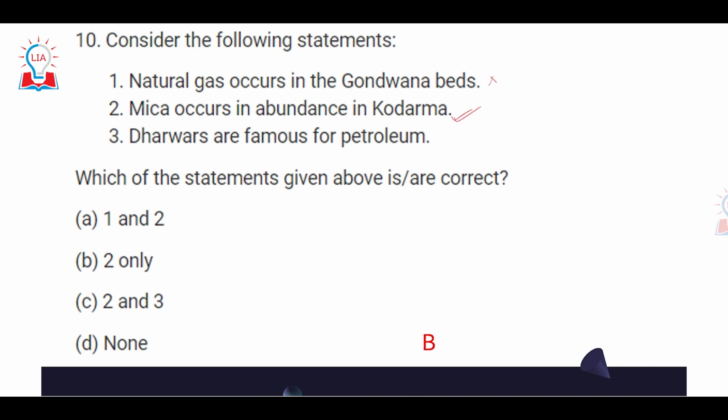And Dharwars are famous for petroleum. That is also incorrect, because Dharwar Plateau is famous for a lot of minerals except petroleum. Here you will find iron ore, bauxite, and these kinds of minerals. But petroleum is not found in Dharwar region. Petroleum in India is found in the state of Gujarat to a certain extent, and then in the fields of Assam such as Digboi. So the correct option will be only B.